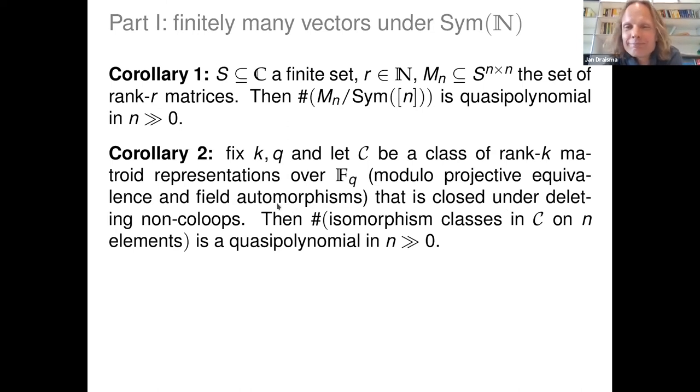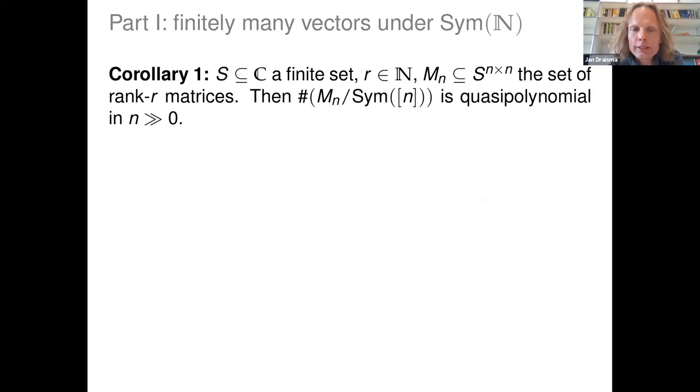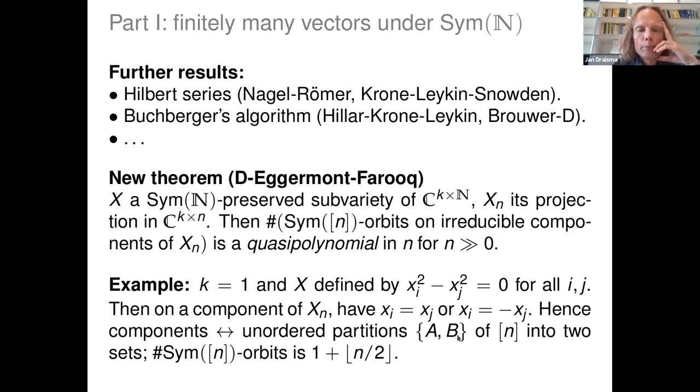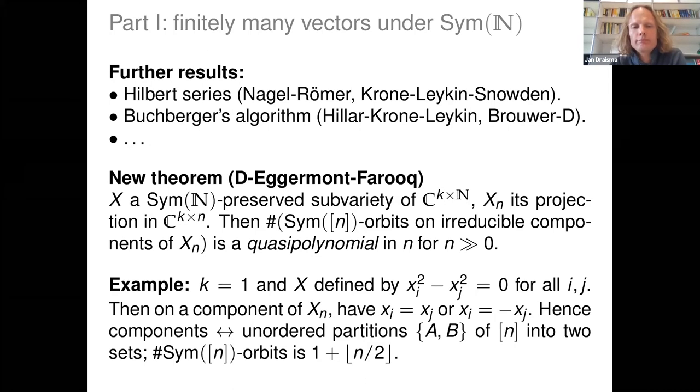Can I quickly interrupt? Yes, please. So there's a question from Jordan Ellenberg, on the previous slide. Is the number of components always eventually constant, giving you the period of the quasi-polynomial? The number of components is a quasi-polynomial in N. I'm not quite sure if I understand the question, sorry. The leading coefficient. I don't know. Very good. I would be inclined to think so, but I don't have a proof of that. No, I don't know whether the leading coefficient is eventually constant. Thanks for the question. Okay, thanks.